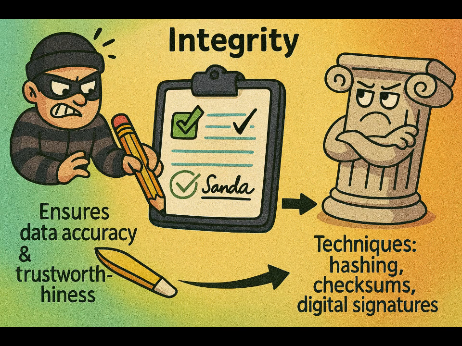Integrity ensures your data isn't tampered with. A classic example is financial data. One wrong digit can cause chaos. Hashing and digital signatures help verify authenticity.